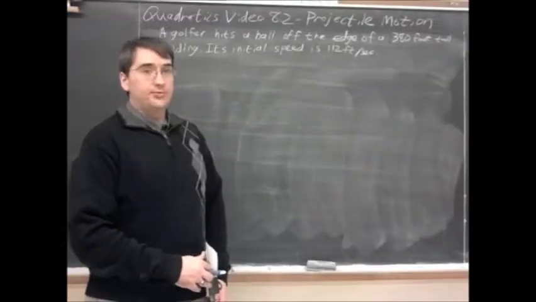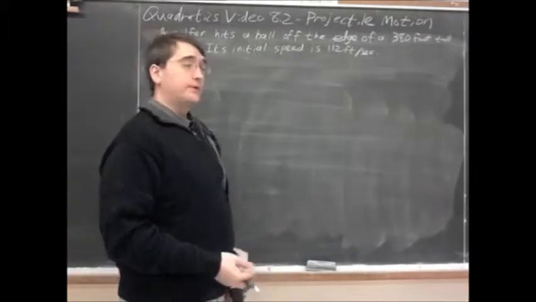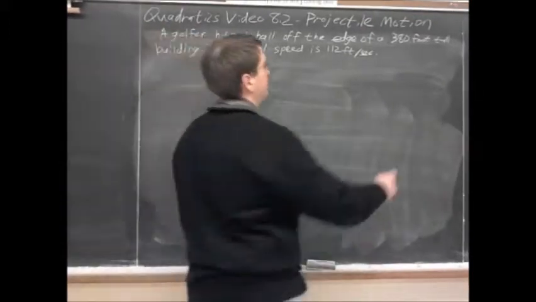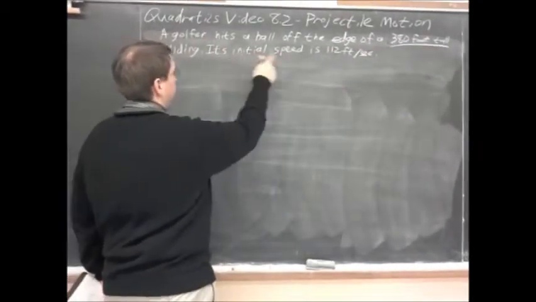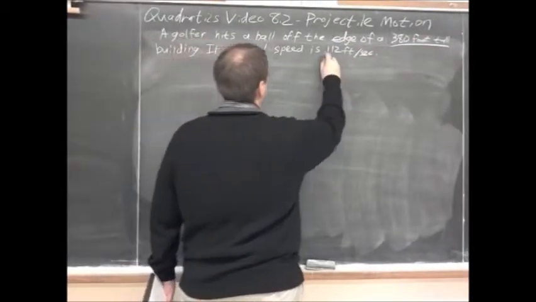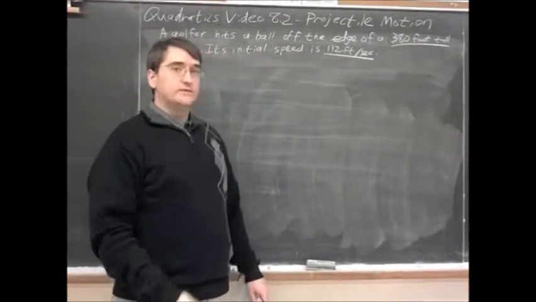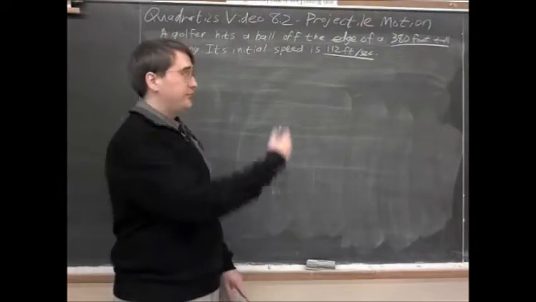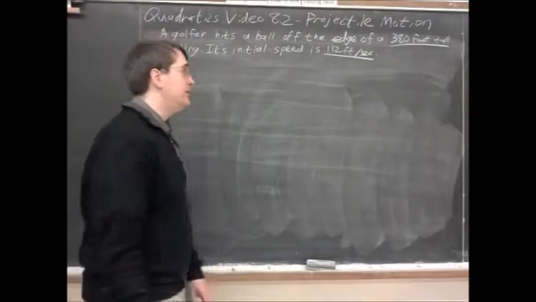So our example of projectile motion. A golfer hits a ball off the edge of a 380-foot tall building. The ball's initial speed is 112 feet per second. We want to answer some questions about this ball, how high it is above the ground and whatnot. But first we need an equation.